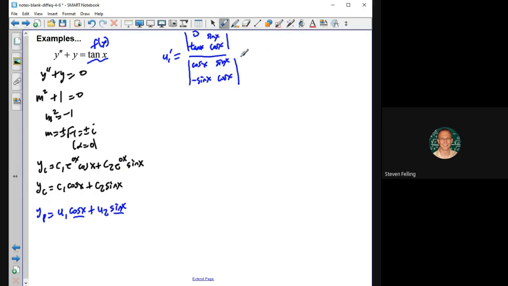Okay, so we'll compute these determinants. This determinant on the bottom turns out to be cosine squared minus negative sine squared, which is nice because that turns out to be 1. And on the top, we have 0 minus sine x tangent x. Okay. So since this bottom is 1, this first u1 prime turns out to be negative sine x tangent x.